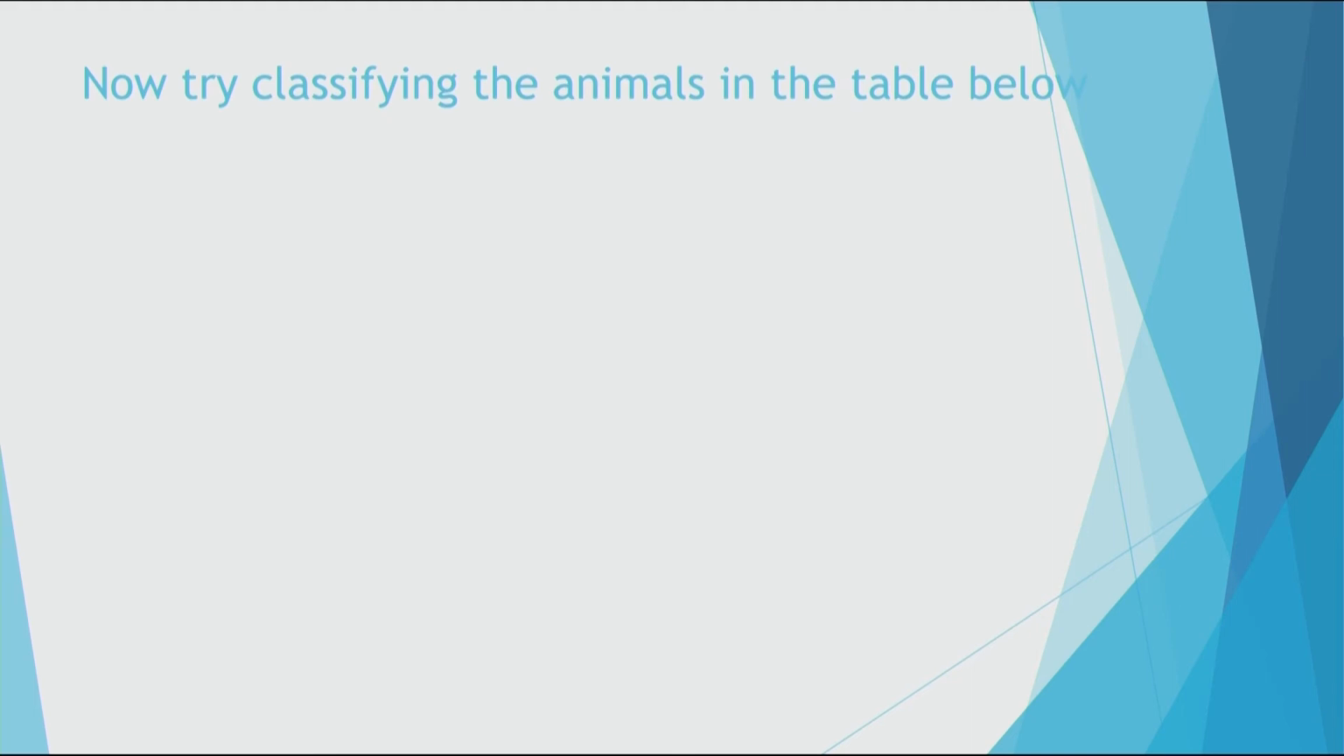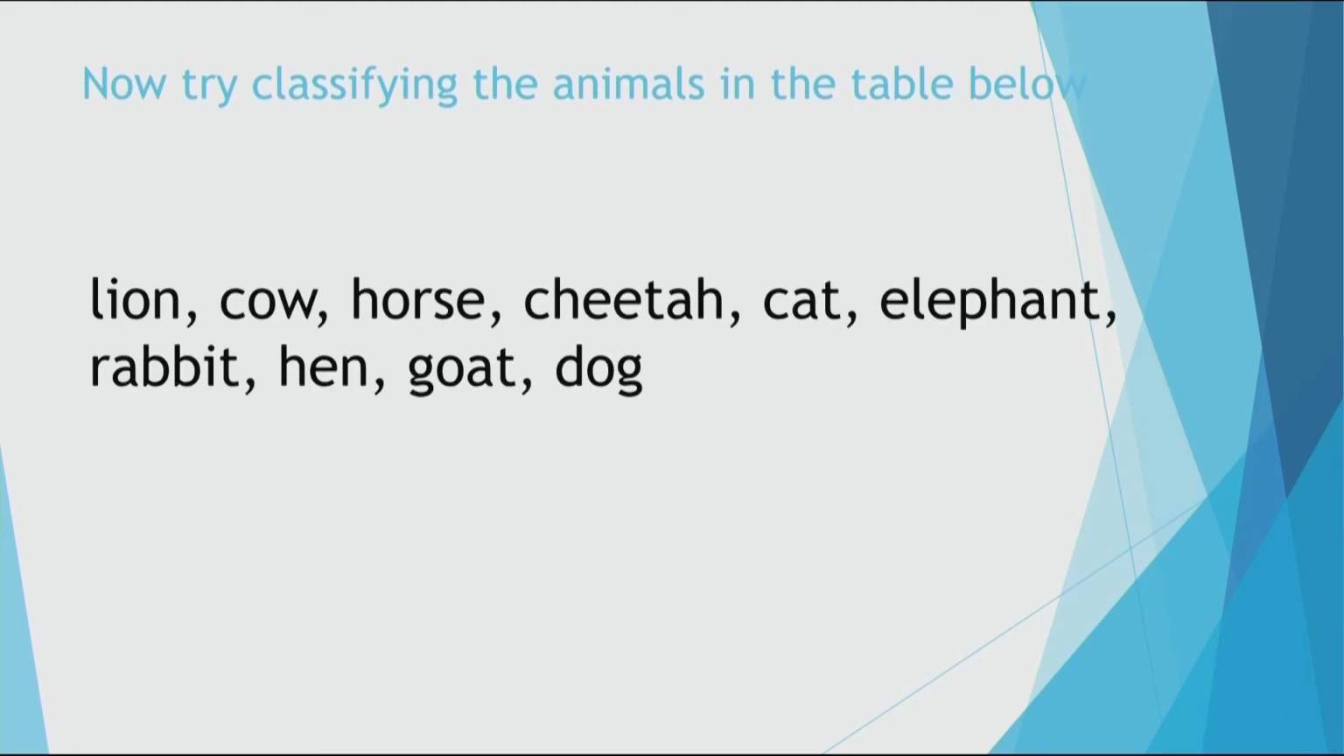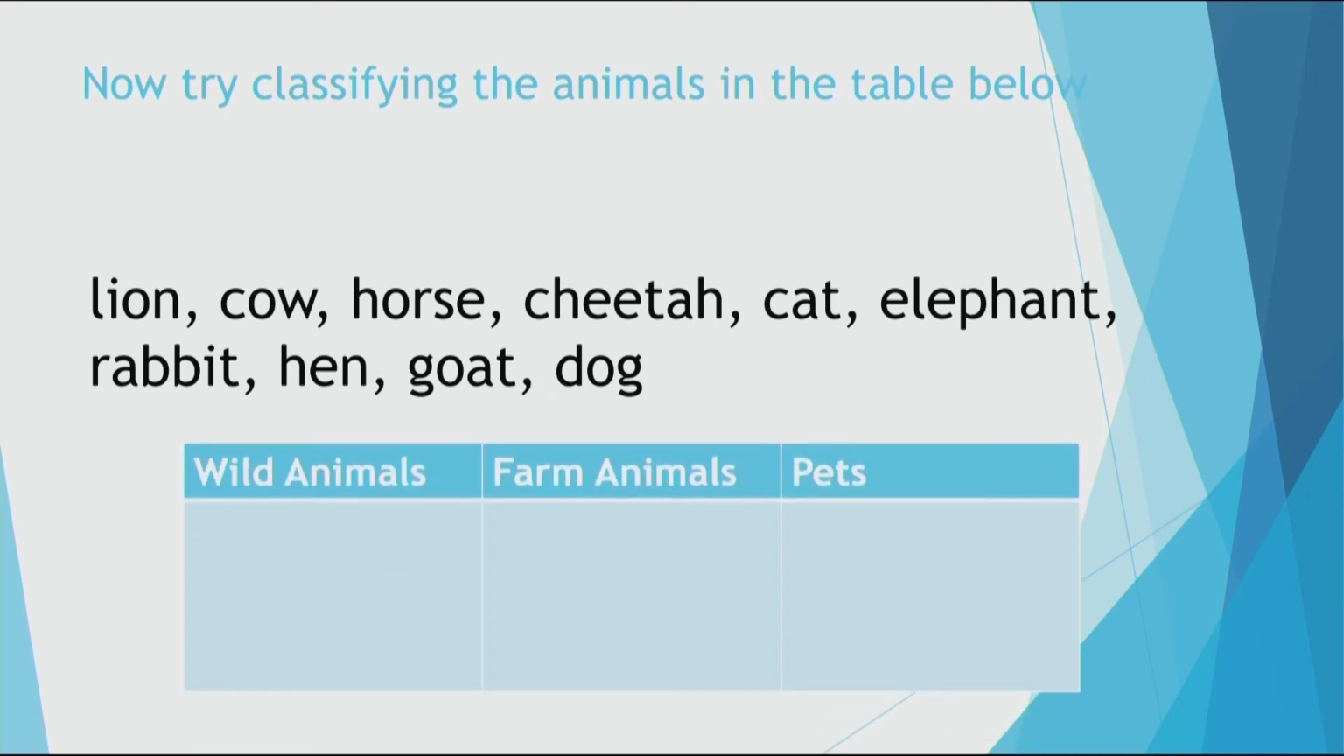Now that you know what each of these categories mean, I want you to use my list that I had earlier for you to classify them in the table. Okay, classify the lion. In which category will it go? Cow, horse, cheetah, cat, elephant, rabbit, hen, goat, dog. Okay, I'm going to give you a few seconds to do that, then we'll see how well you have done it.